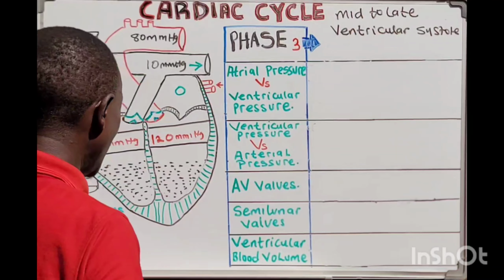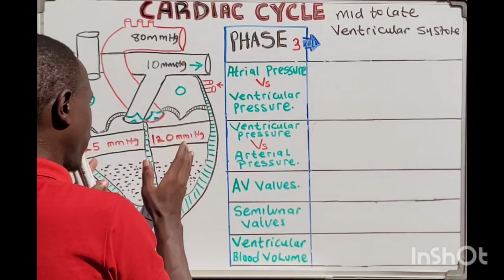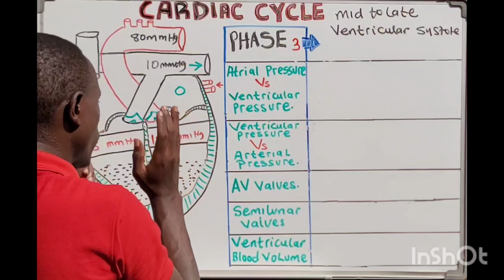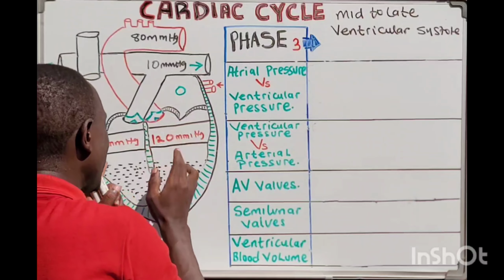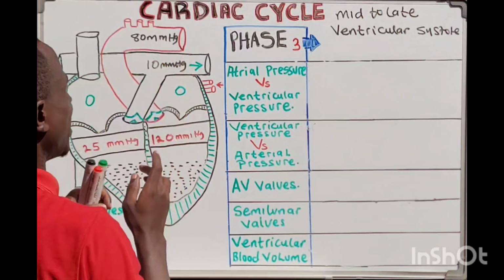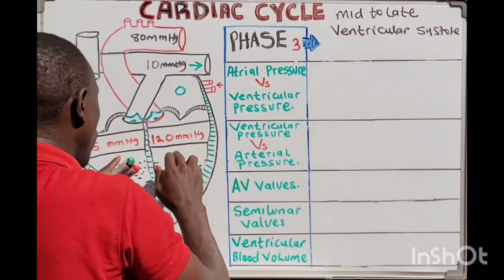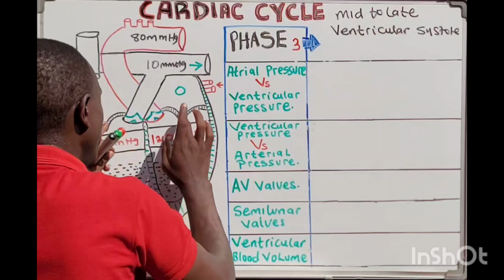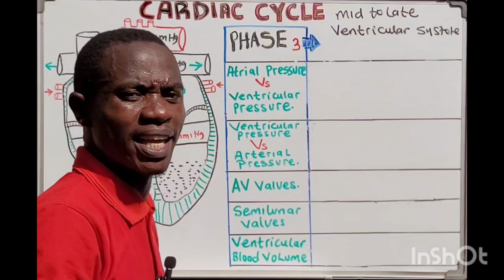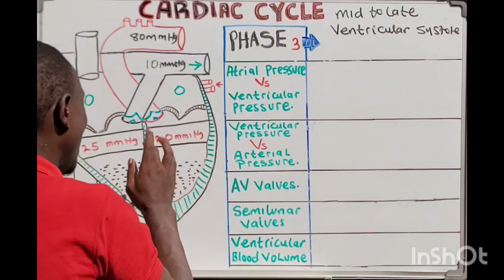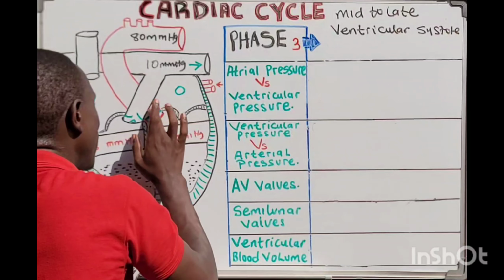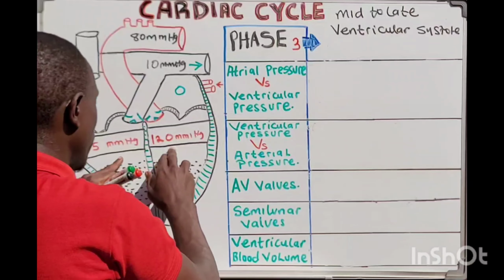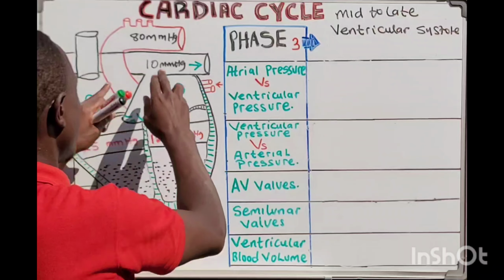Okay. Now you are seeing that during this phase, the ventricular pressure is becoming very high, to an extent that it is even greater than the arterial pressure. Meaning that the AV valves are going to be staying closed, but this time around, the semilunar valves are now going to be opening, because the ventricular pressure is higher than the arterial pressure.